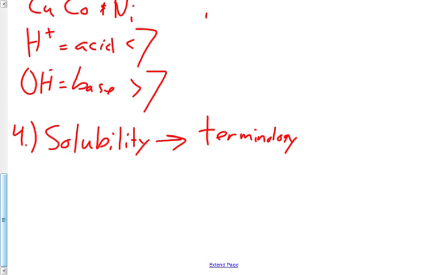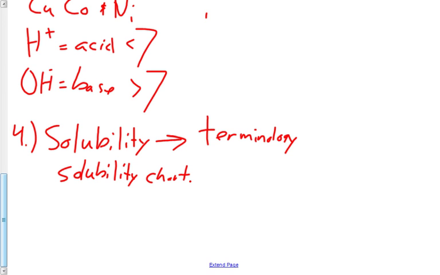Okay, using your solubility chart. There are a couple of multiple choice questions that simply say, here's a reaction. Tell me which if any of the products are soluble. Right? Those are a great way to see whether you know how to use your solubility chart or not. Okay, and they're quick.